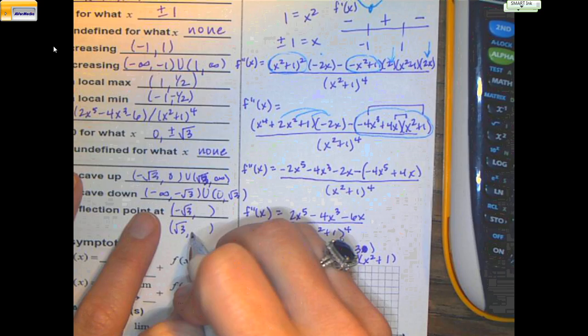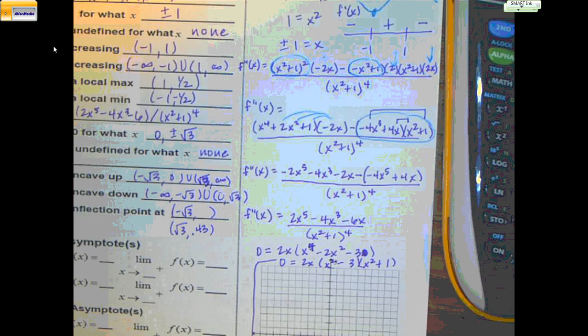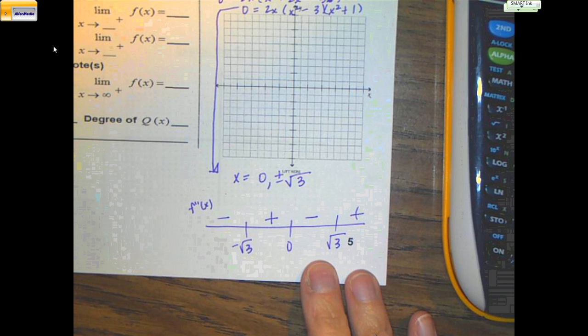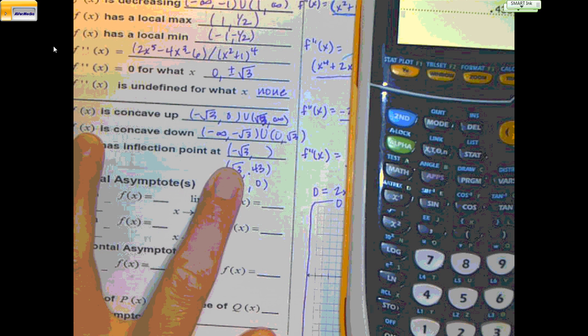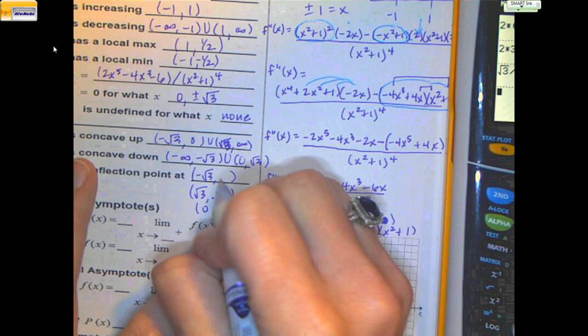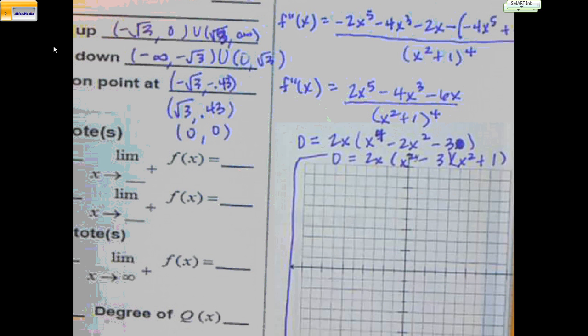Because I skipped it. Thank you, good catch. About 0 comma 0. My bad, thank you. Yep, 0 is a point of inflection. Negative radical 3 is just going to make that, should be a negative. So we're going to have negative 0.43. Let me zoom in so you can see that. So there's our points of inflection.